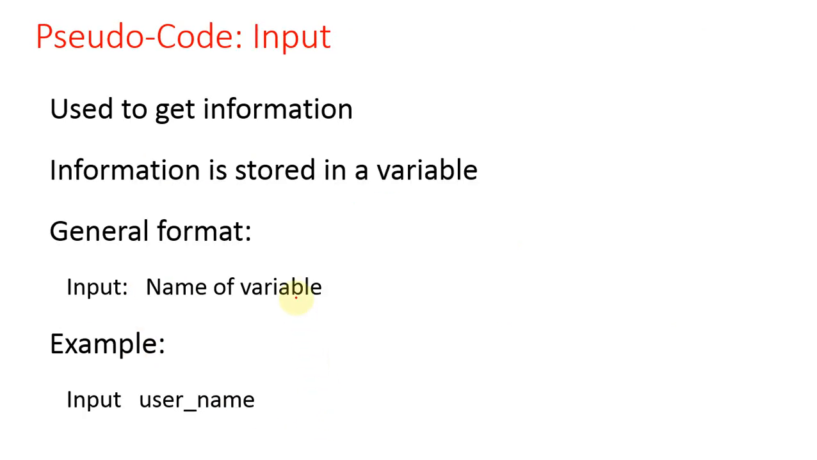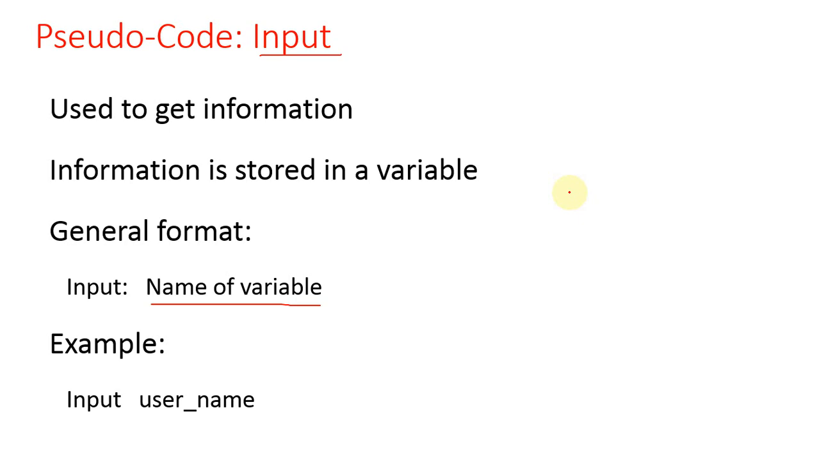Next, similarly for input, the general format is input name of variable: input username, input radius, input A and B, input length and breadth, input width, input height, input roll number, input name, input marks, input age, like that. So you are going to input the variable name. Here you cannot input simply text.